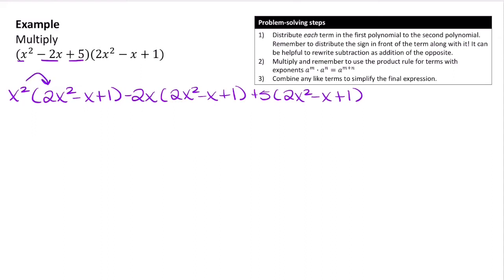So I do x squared times 2x squared. So I have 2x to the 4th. And then minus x squared times x. So that's going to be x cubed. Plus x squared times 1, which is just x squared.